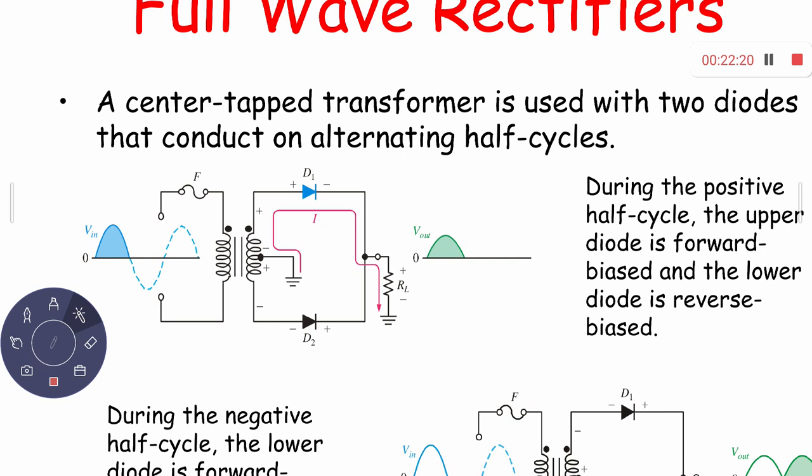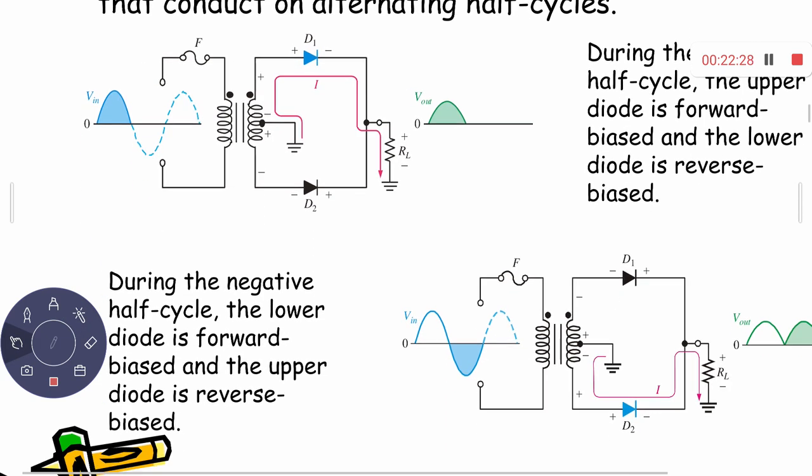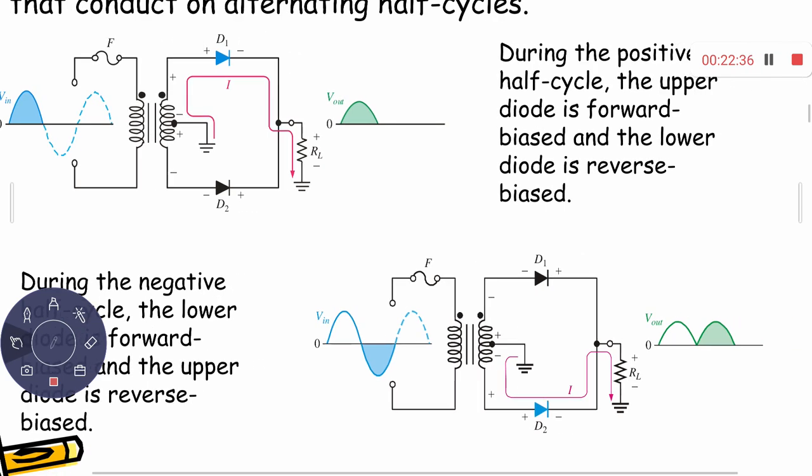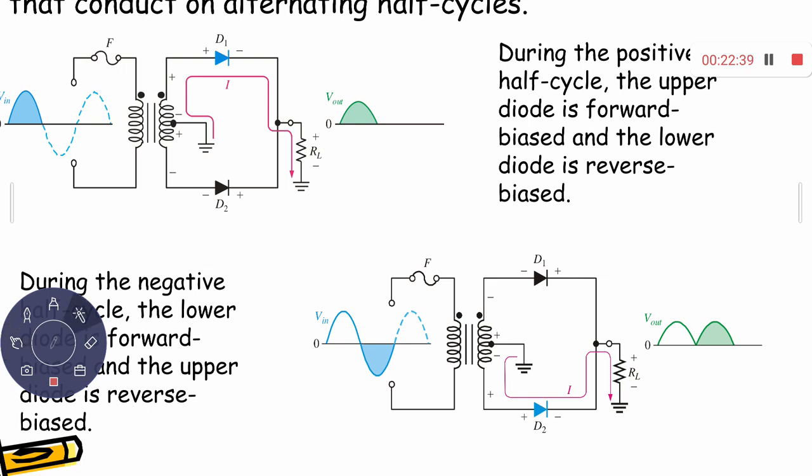Now during the negative half cycle what happens? The situation is just reversed. Now this point is at a higher potential with respect to this potential. This is held at the ground once again. Center tap transformer, that means center potential should be at the ground potential. Now, D2 will conduct because the anode potential is higher than the cathode potential. Right? D2 will conduct, D1 will be off.